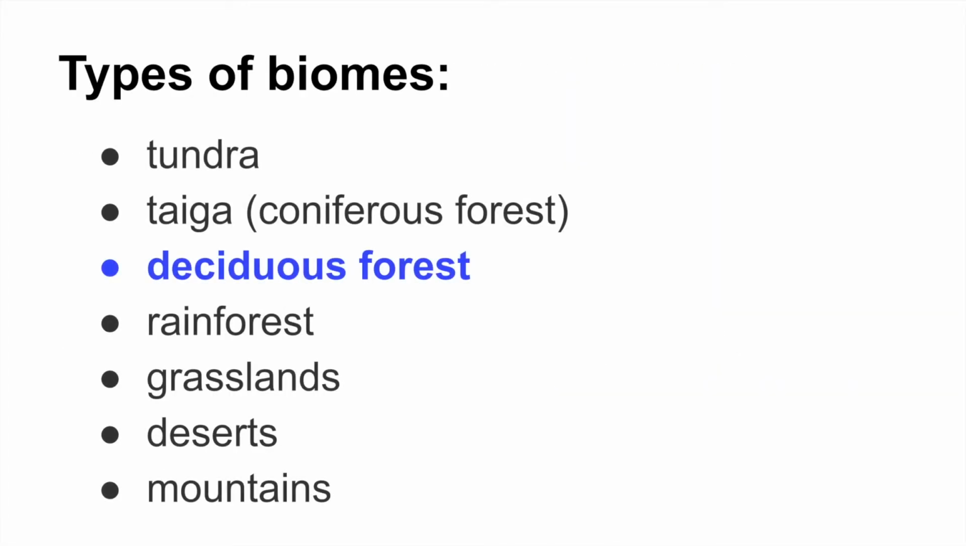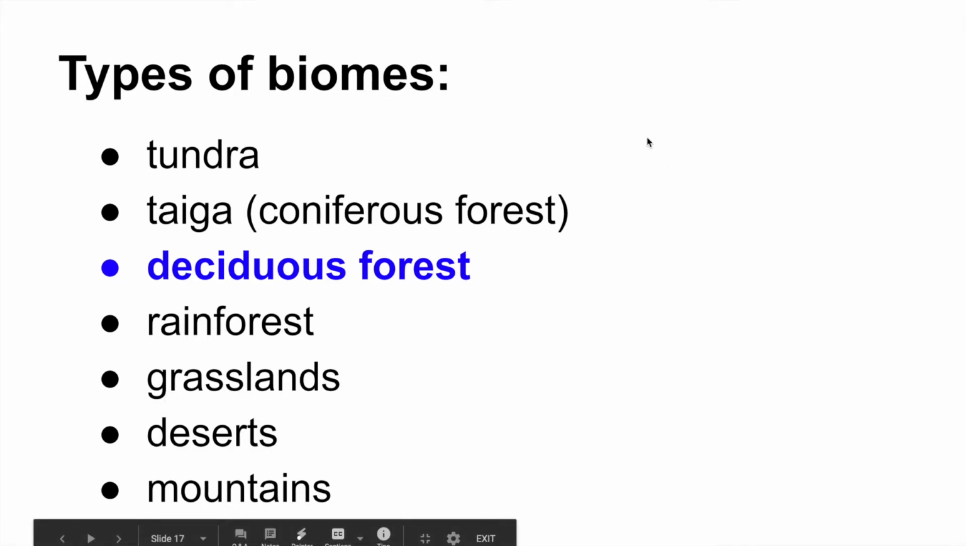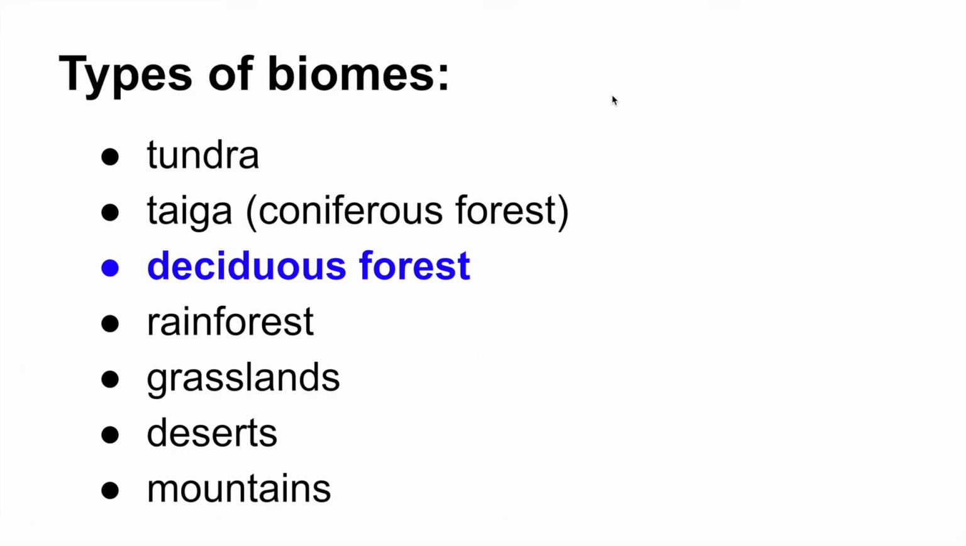Now, there are going to be a variety of different biomes that we're going to go through and talk about. We have a tundra, a taiga, deciduous forest, a rainforest, grasslands, deserts, and mountains here. And all of these biomes here are going to have different climates. And when we're talking about each of these biomes, there's going to be different plants and animals within each of them that have evolved and adapted to those specific environments.